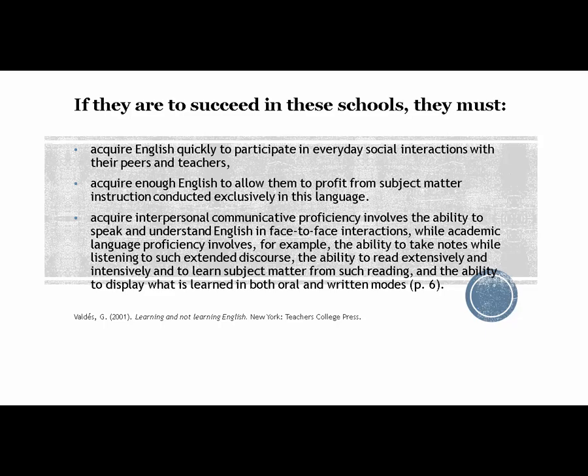So if students are to succeed in school, they must first acquire English quickly to participate in those everyday social interactions through peer learning and teacher-led conversations. They must also acquire enough English to allow them to learn within the subject disciplines, right? How do you learn science in English using the English language if you're not that fluent yet? And third is acquire interpersonal communicative proficiency. So how do you communicate with others in English if you've not yet mastered the language? These are things that have to be addressed specifically within school contexts.